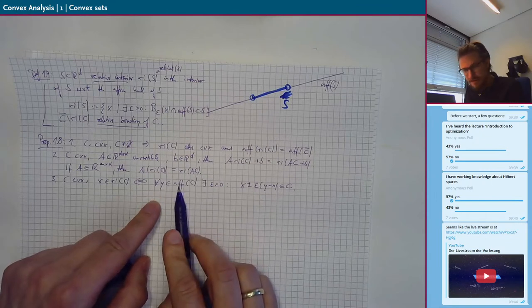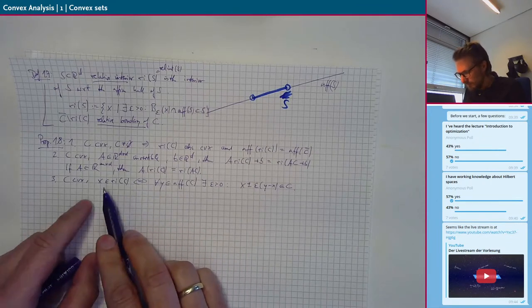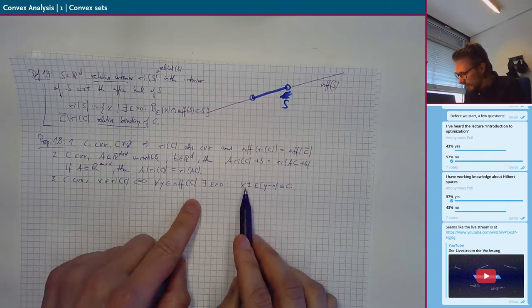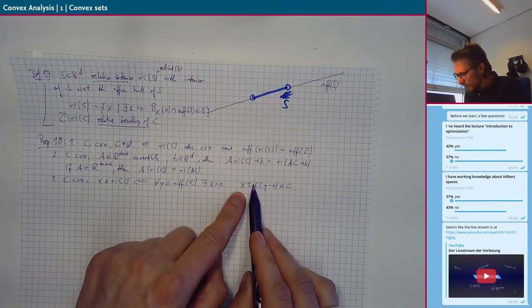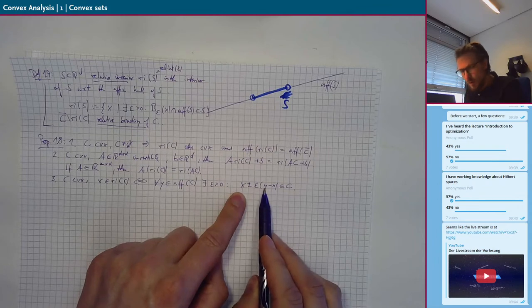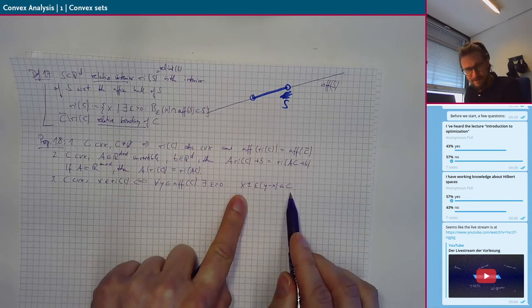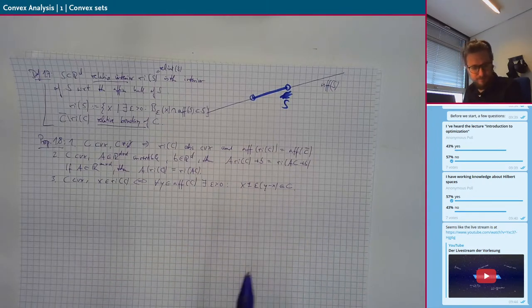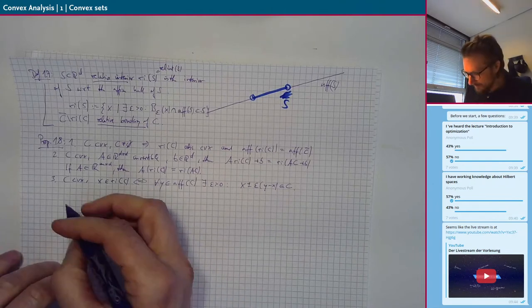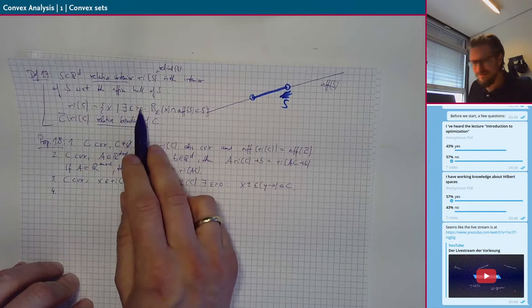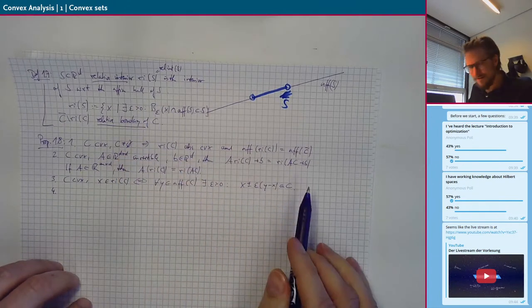So this is the affine hull here. A point is in the relative interior if and only if, starting from x, you can go a little way in the direction of any point y in the affine hull and still stay in the set C. So that's the characterization of the relative interior. Okay, good. It basically looks like the definition, but maybe it's a little bit more convenient.